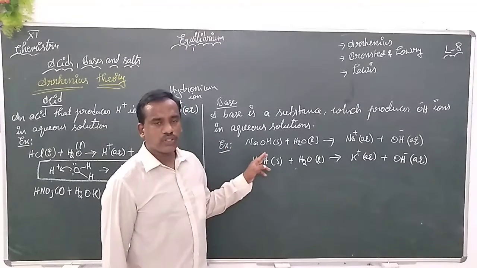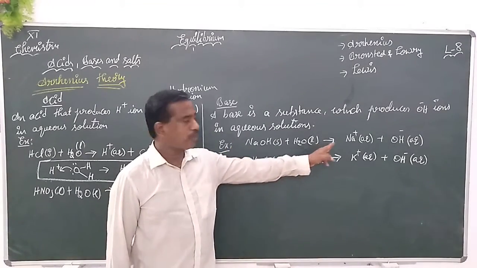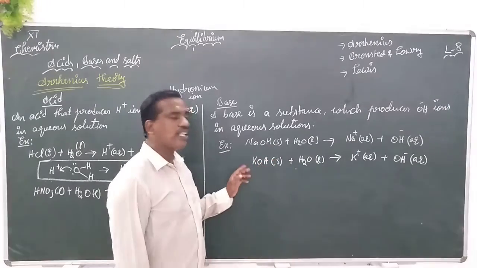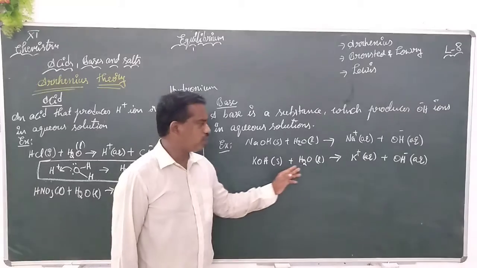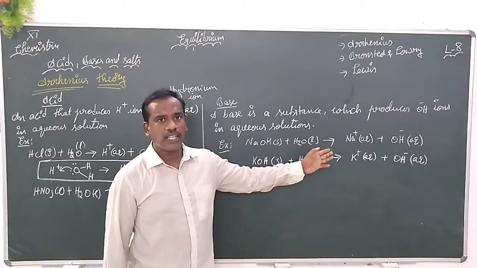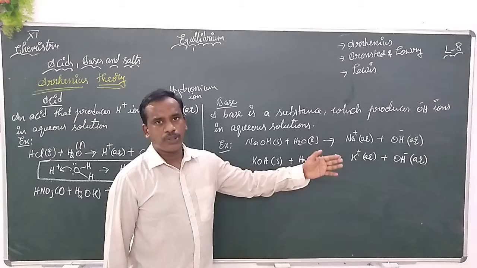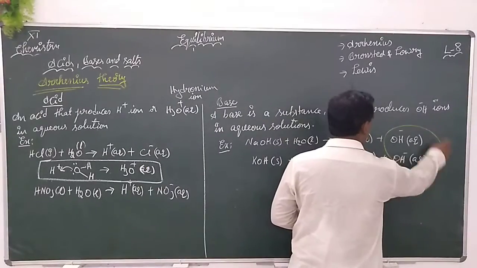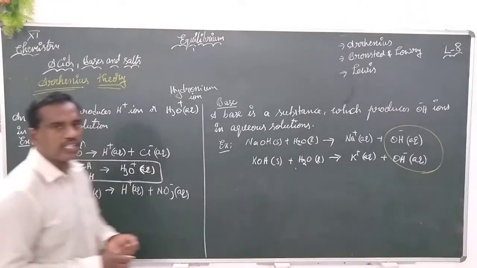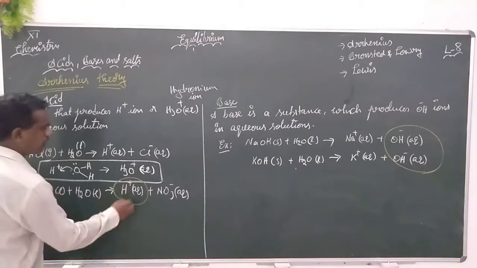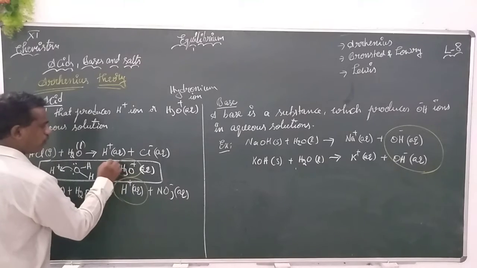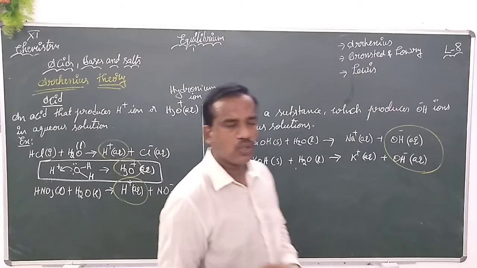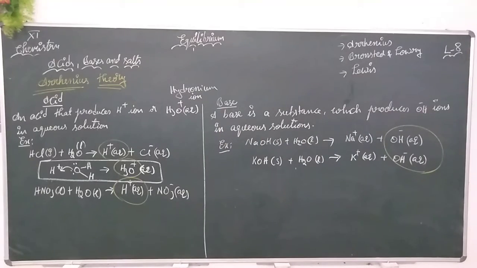NaOH, sodium hydroxide, when dissolved in water, forms Na+ aqueous ions and OH- aqueous ions. As well as potassium hydroxide, which is a solid, when dissolved in water it produces K+ aqueous ions and OH- aqueous ions. So substances that produce OH- ions when dissolved in water are called bases, and substances that produce H+ ions or H3O+ in aqueous solution are called acids. So note down these concepts about the Arrhenius theory.